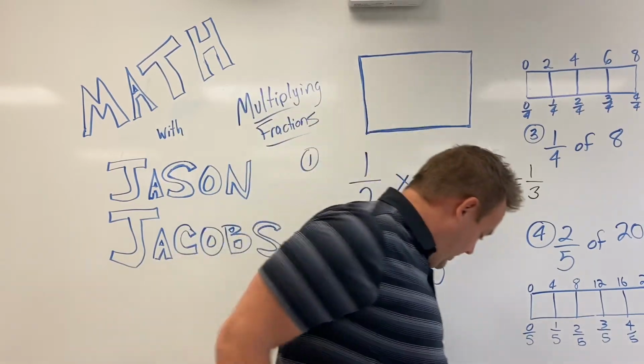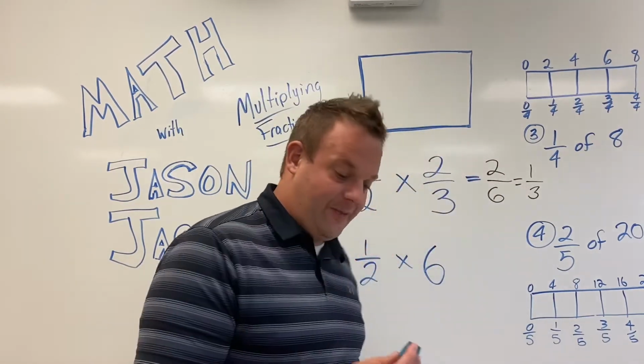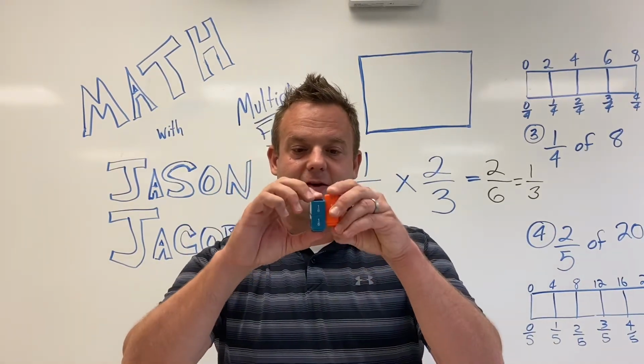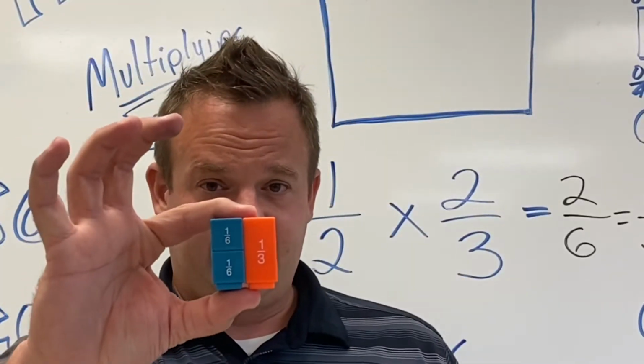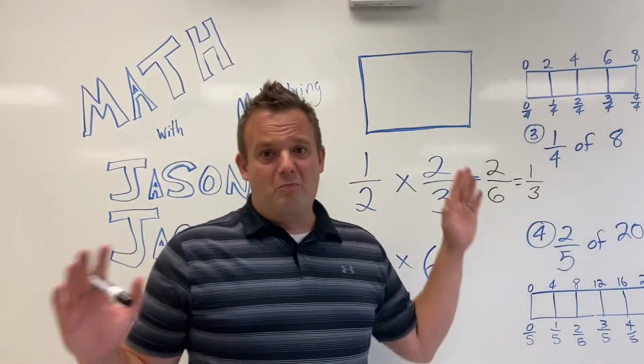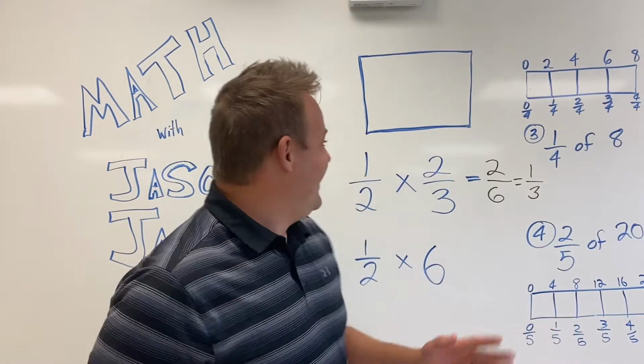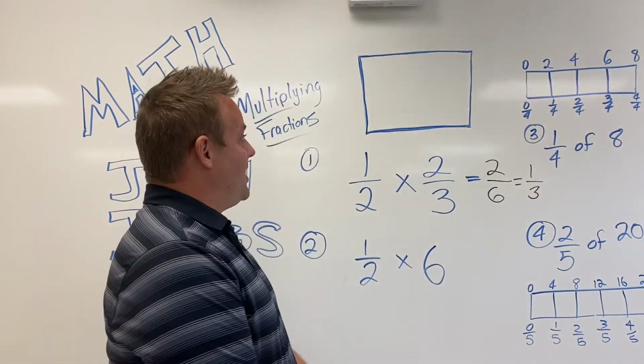And I'm going to show that to you right now. I just happen to have 2/6 right here, and I just happen to have 1/3 here. And you can see that 2/6 equals 1/3. Now you're going to see this model in 6th grade math, and it always is confusing to everyone. Maybe not everyone, but some.